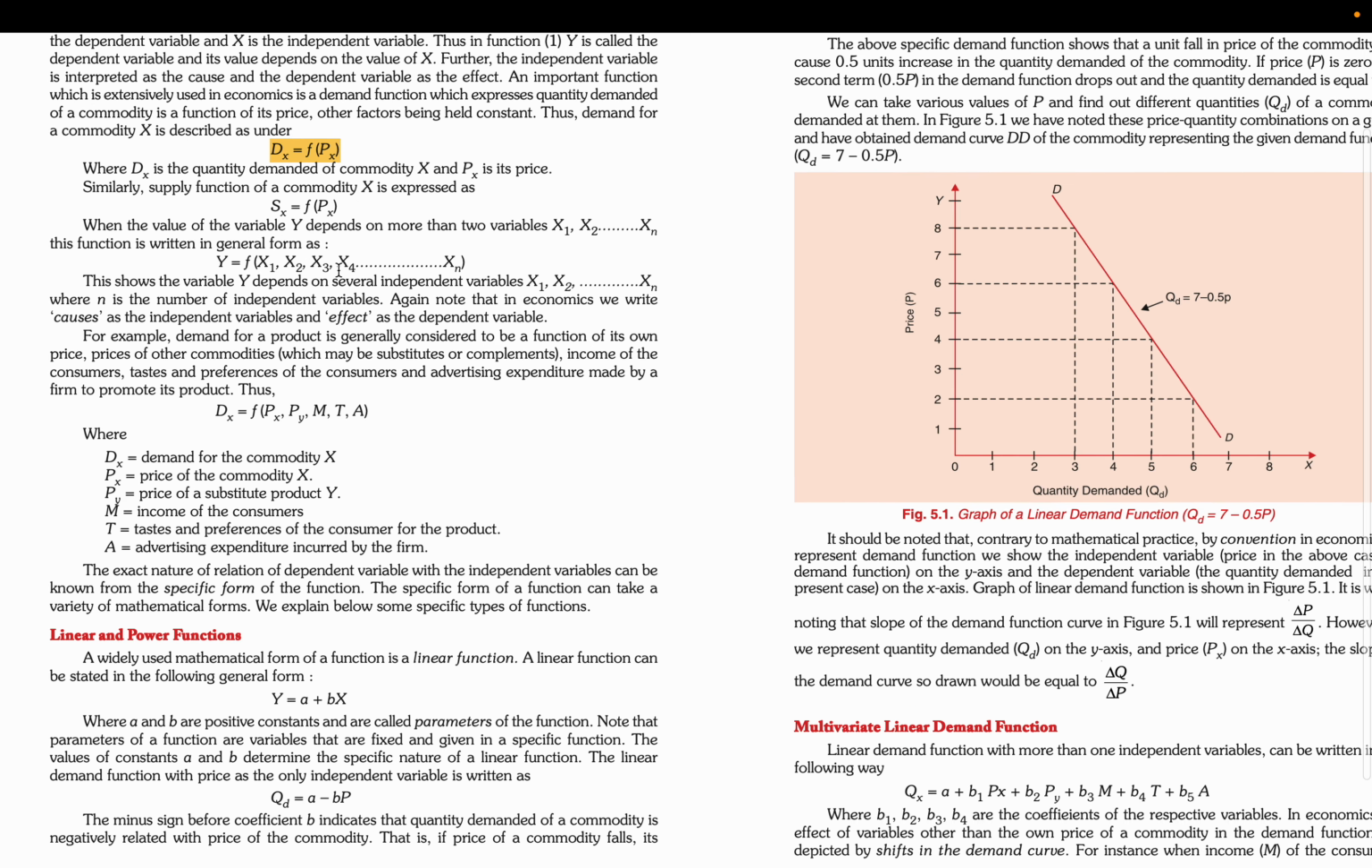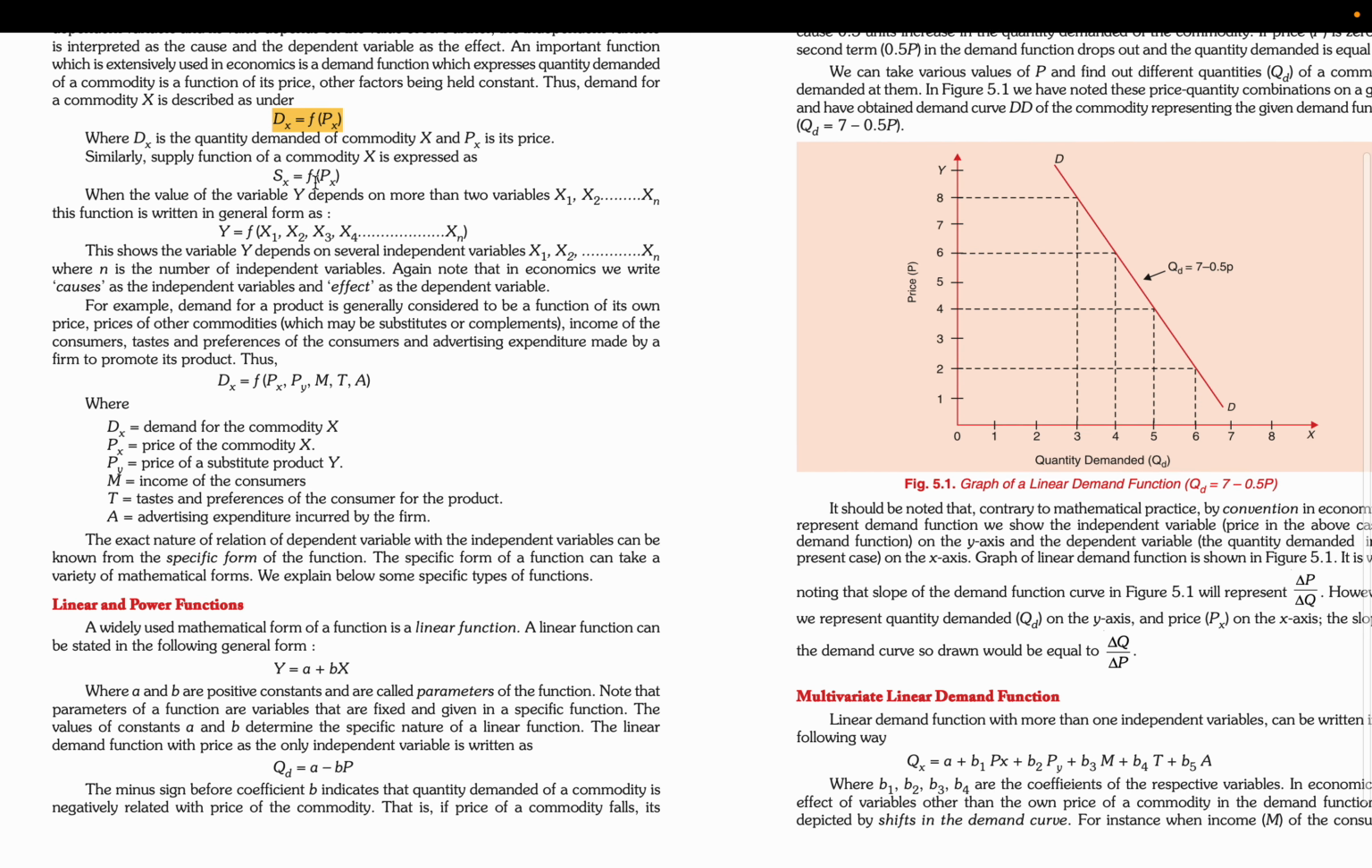Similarly, the supply function of a commodity is expressed as S_x equals f of P_x, which is that the supply of commodity X is a function of its price.